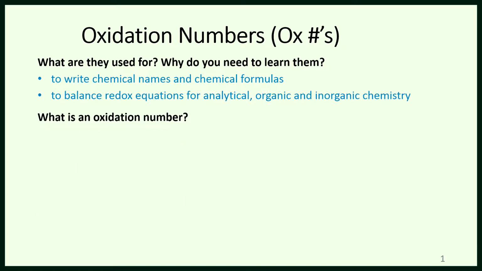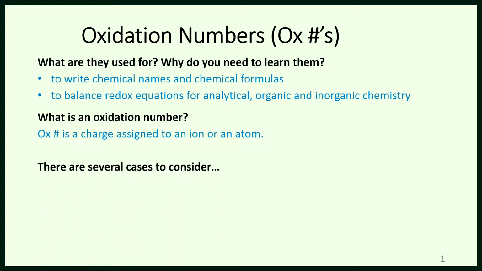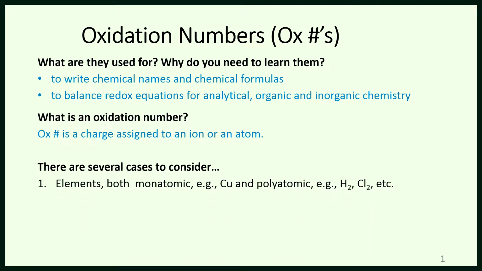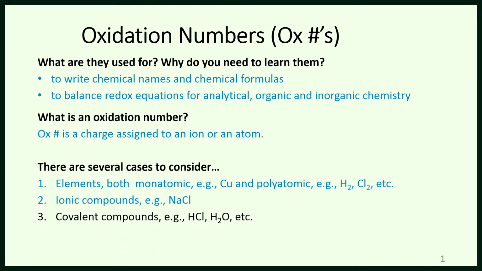So what is an oxidation number? An oxidation number is a charge that is assigned to an ion or an atom. Now there are several cases to consider. The first case we'll look at is the oxidation number of elements, both monatomic, like copper, silver, gold, etc., and polyatomic elements like dihydrogen, dichlorine, etc. The second case we'll look at is calculating the oxidation number in ionic compounds. And finally we'll look at the oxidation number in covalent compounds like hydrogen chloride and water, etc.